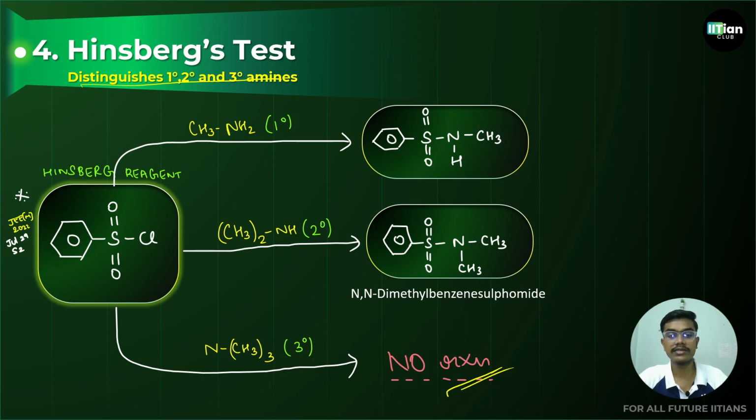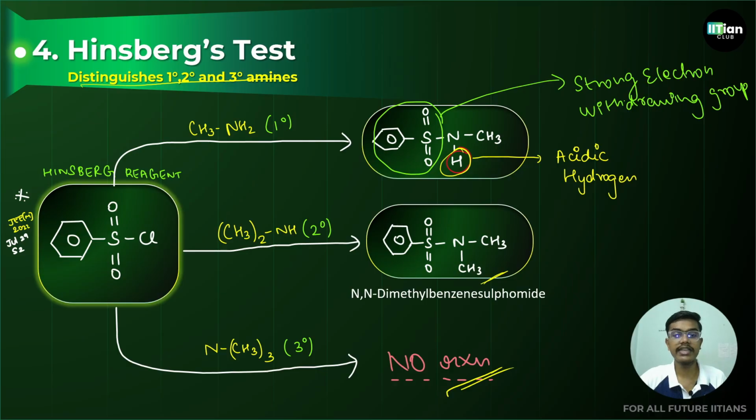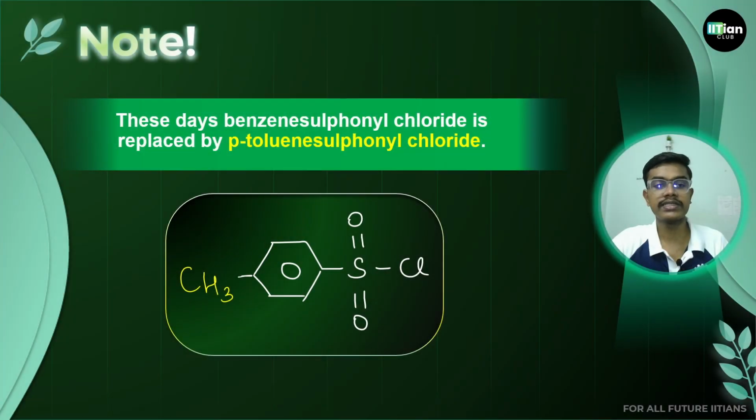Now, if you are asking how to distinguish 1 and 2 degree amine, you see that this hydrogen is acidic, but in case of 2 degree, there is no acidic hydrogen. And hence, when you are reacting with a base, the 2 degree amine product is not soluble, but the 1 degree amine product is soluble in alkali. Hence, you can distinguish between 1, 2, and 3 degree amines. I hope you got this. These days, benzene sulfonyl chloride is replaced by para-toluene sulfonyl chloride.